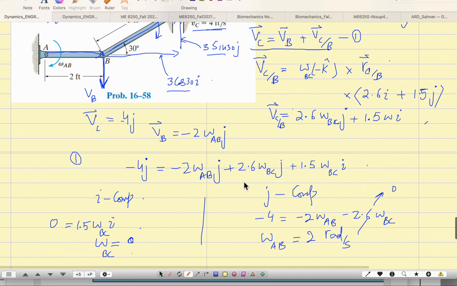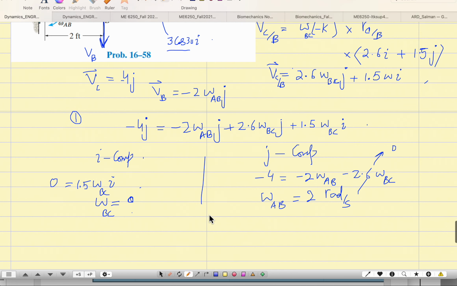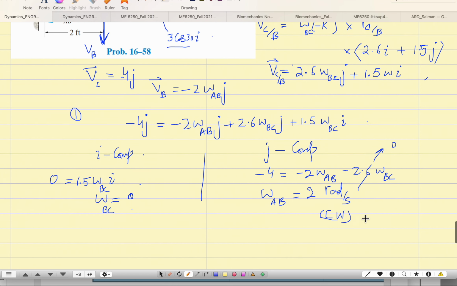And we already decided that this is clockwise, so this is positive, which means it is clockwise, since we already took care of the clockwise direction as negative.